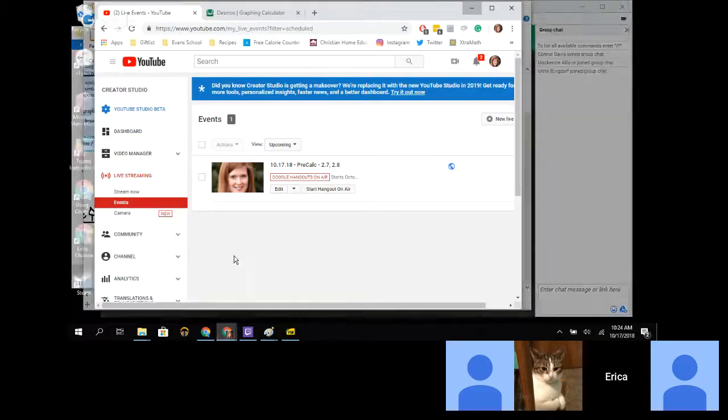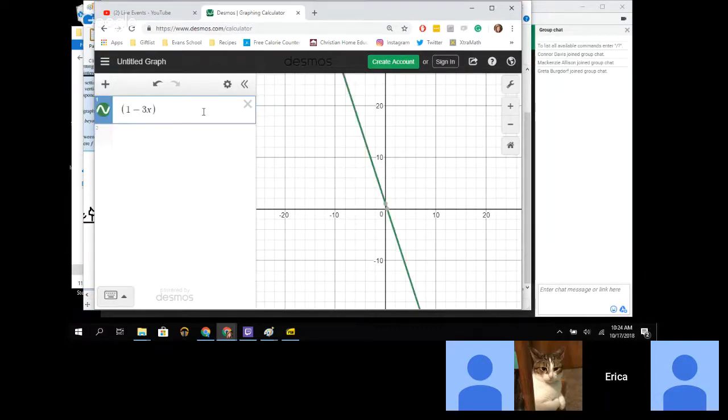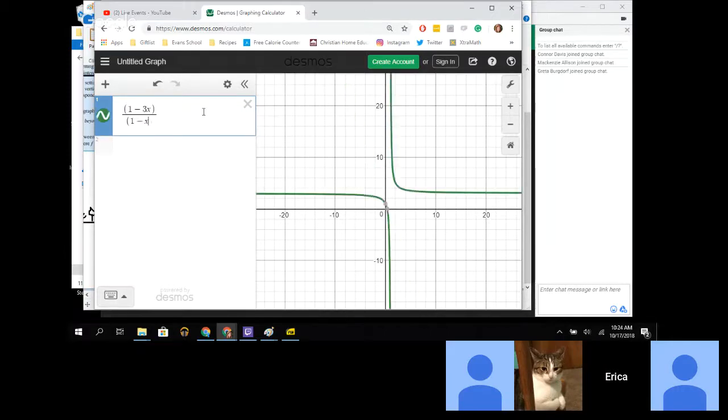And then the first thing you do is you're like, okay, let me check in Desmos. Right? So in Desmos, your function was 1 minus 3x divided by 1 minus x. Okay, so we said that our y-intercept was at 1. So that works. And our x-intercept was at 1/3. So we got those two right. And our vertical asymptote was x equals 1.